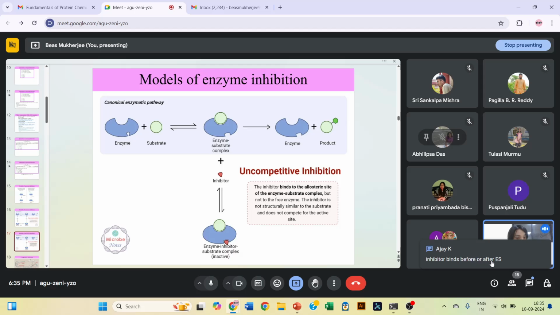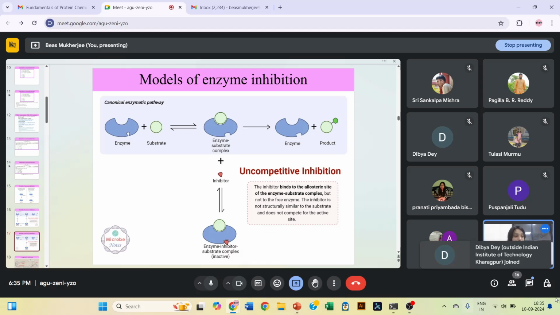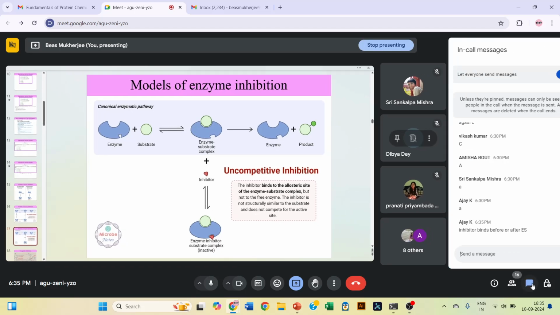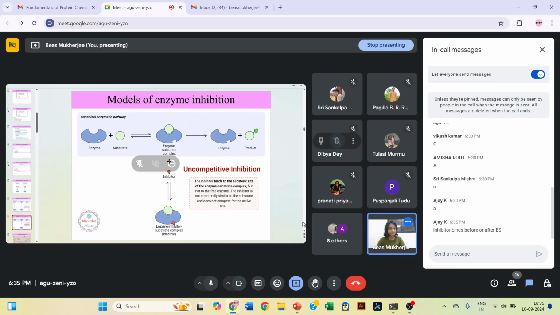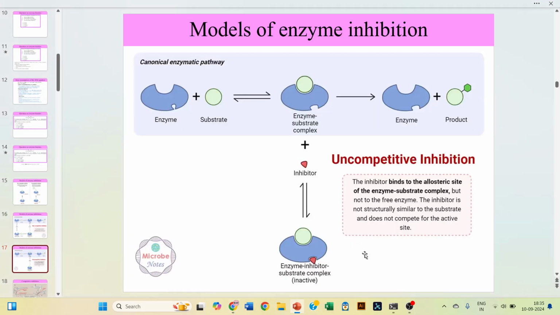Does the inhibitor bind before or after the enzyme substrate complex? See, there are two different things. In uncompetitive inhibition, the inhibitor binds only to the enzyme substrate complex. But in non-competitive inhibition, it can bind either to free enzyme, that is before the complex formation, or it can also bind to the enzyme substrate complex. Got it? Two different things are happening in two different cases.